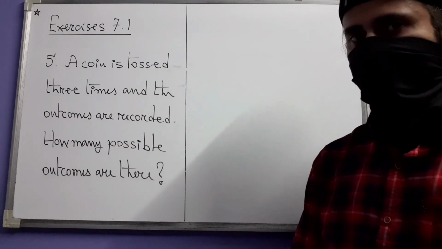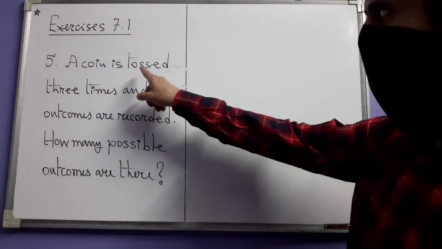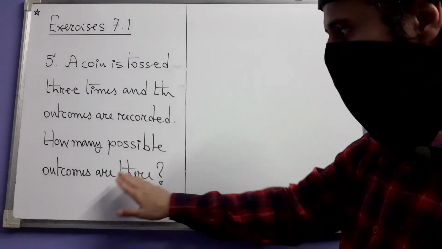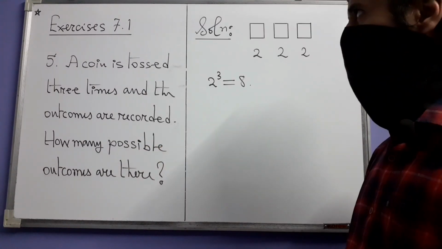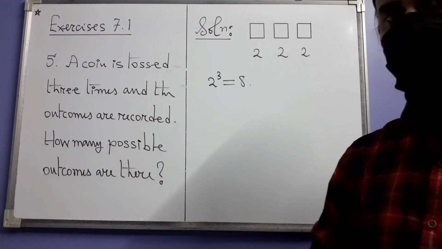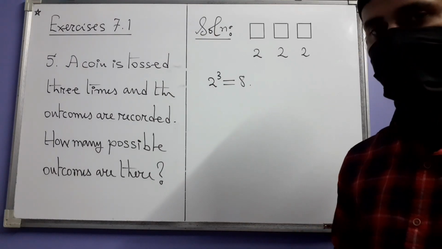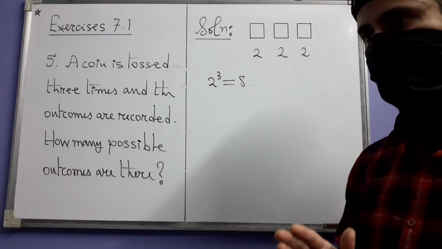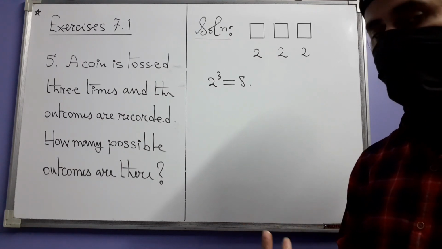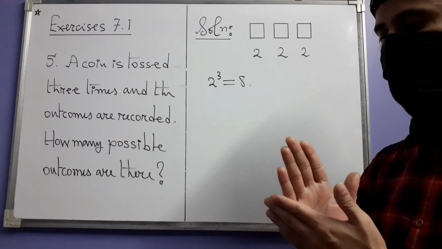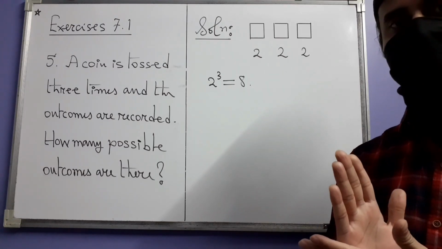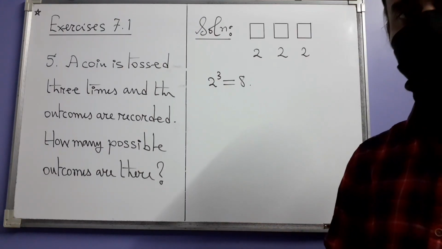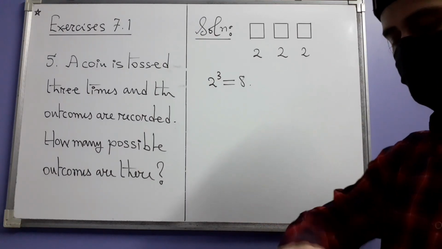And finally, we have one more, number 5. A coin is tossed 3 times and the outcomes are recorded. How many possible outcomes are there? Solution, so the total number is 8. Why? Because each coin toss results either in heads or tails. We of course are not taking into account some other possibility, for example, the coin standing on its edge. It is very unlikely, but still it can happen. But we are not considering those things. So it's either heads or tails for us.